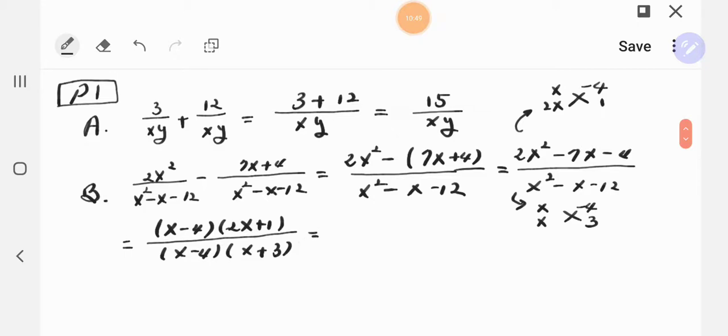And we have a common factor, x minus 4, so cancel out x minus 4, and the numerator is 2x plus 1. And then the denominator is x plus 3. You don't have to put parentheses because we have only one factor. The factor in the numerator is a binomial, and the denominator is a binomial, one factor only, so you don't have to put parentheses.